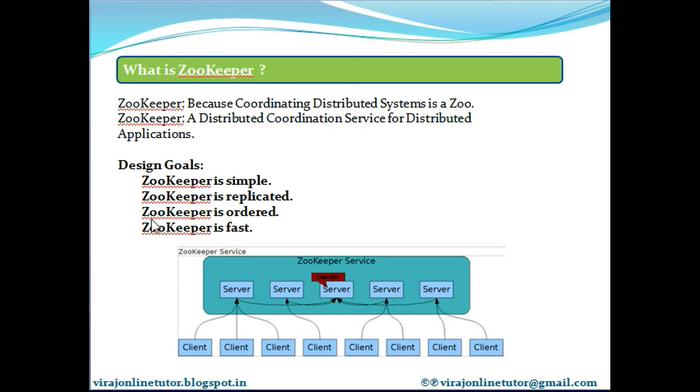The second design goal of Zookeeper is that it is replicated. Just like the distributed processes it coordinates, Zookeeper itself is intended to be replicated over a set of hosts or machines called an ensemble.